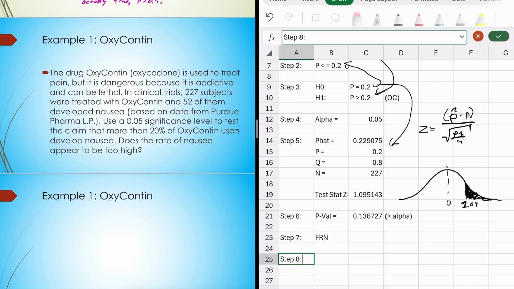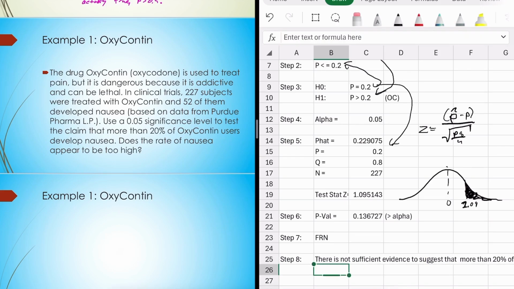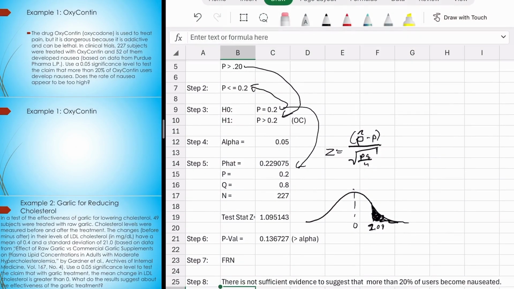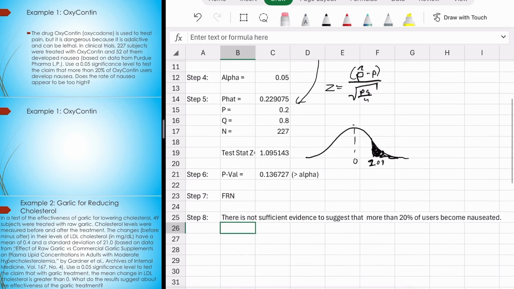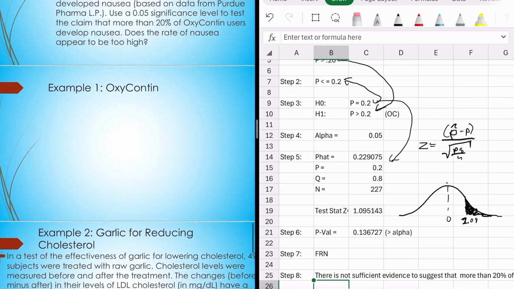Step 8, write the original claim. There is not sufficient evidence to suggest that 20% of users become nauseated. I should change this to more than. There is not evidence to suggest that more than 20% of users become nauseated. There's just not enough evidence to suggest that. The data we had was over 20%, but it was close enough for it not to say the actual proportion is equal to 20%. Great, let's go on to the next example.